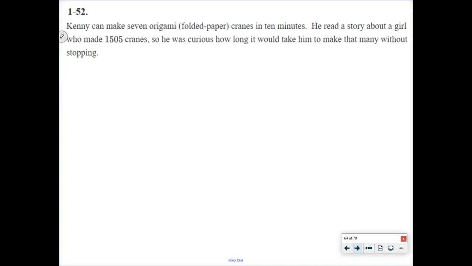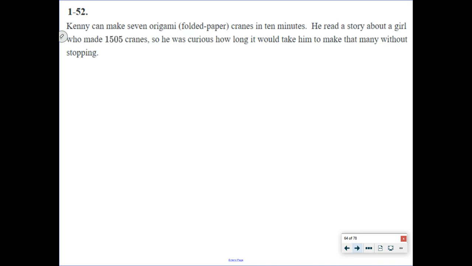And here's our problem, problem 152. Kenny can make 7 origami, which is when you fold paper, okay? So he can make 7 origami cranes. Cranes are a type of bird. I know, it's kind of weird. He can make 7 origami cranes in 10 minutes. He read a story about a girl who made 1,505 cranes. So he was curious how long it would take him to make that many without stopping.